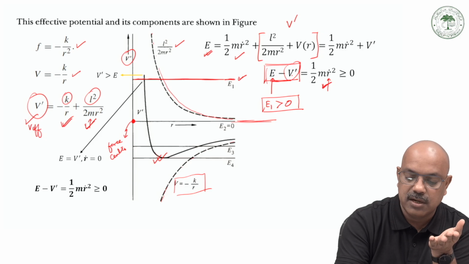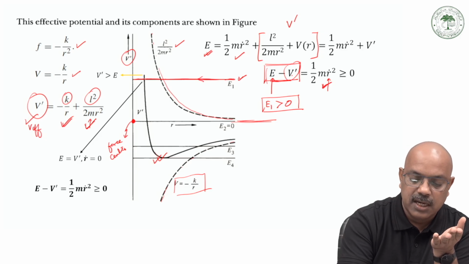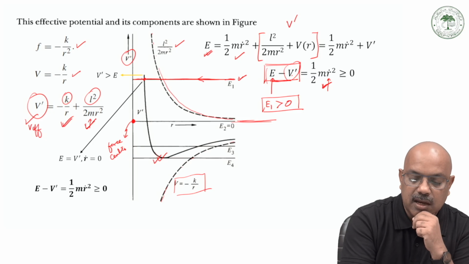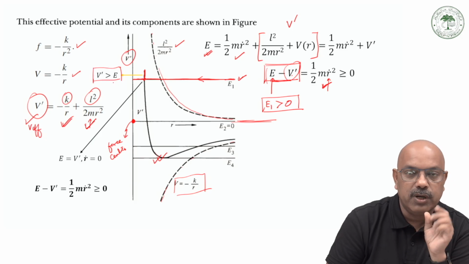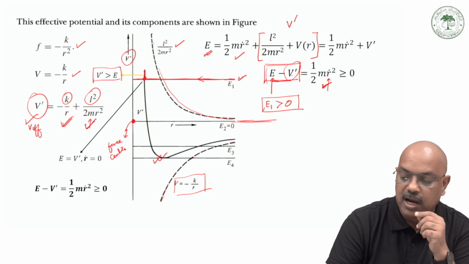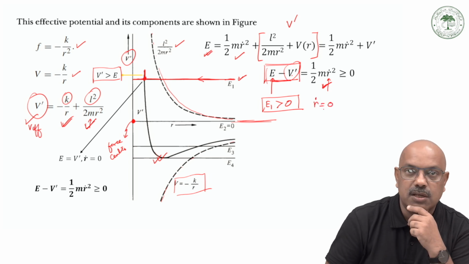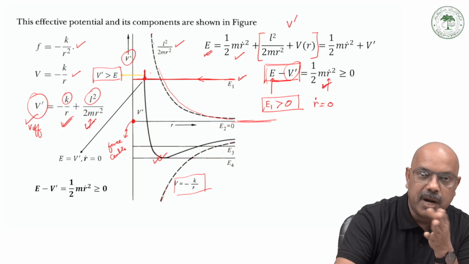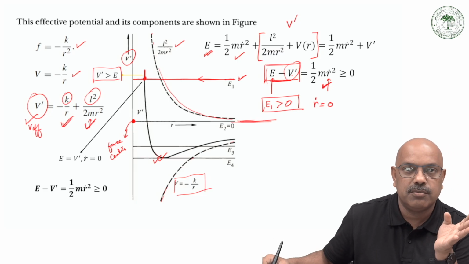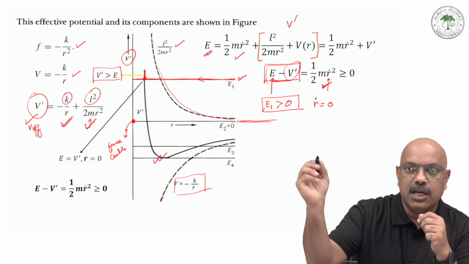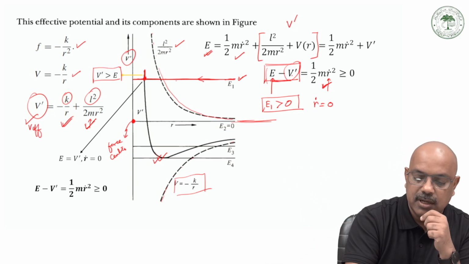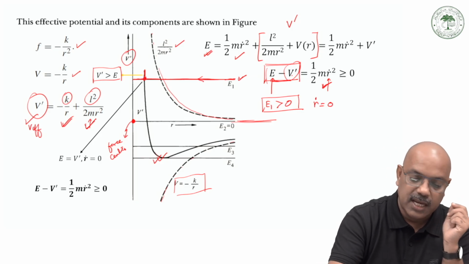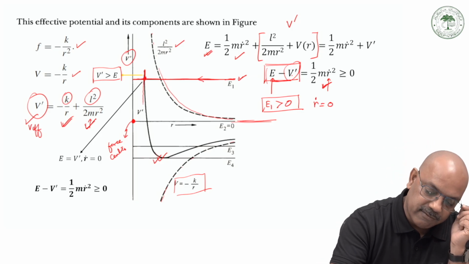So the particle is coming from this direction, and after this position, this curve is higher, so V prime is greater than E. When V prime is greater than E, at this position r dot is going to be 0. It cannot be negative, so it is 0, and then the particle returns back. So when the particle is coming from infinity and reaches this position, this is the one turning point.